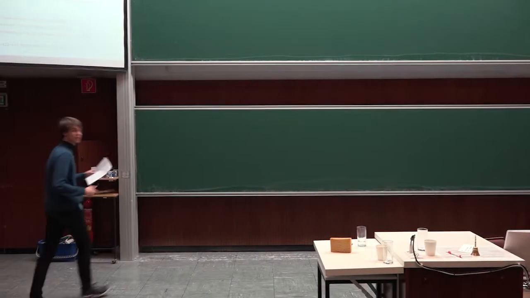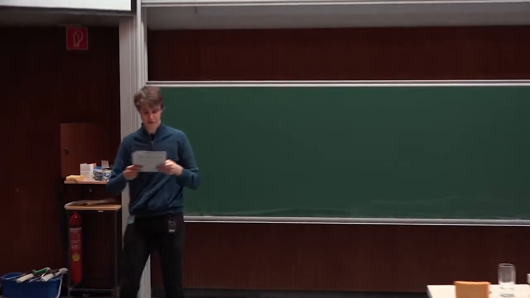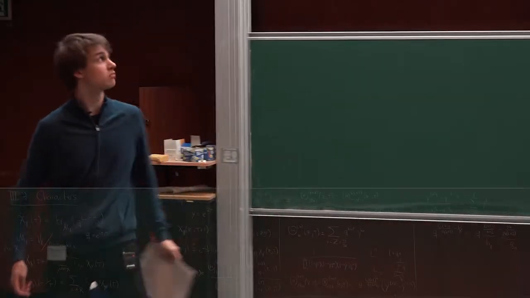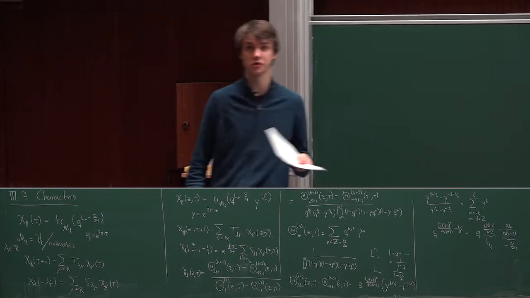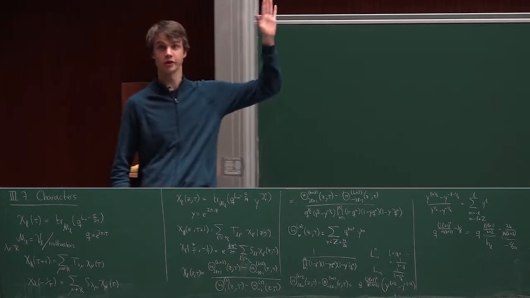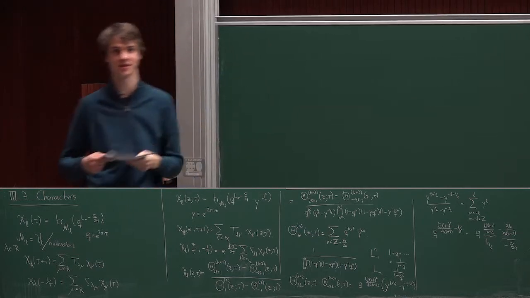Okay, let's start again, and let's continue directly where we have stopped. So we had the SU(2) affine characters, these chi_L, written in terms of ratios of theta functions. And hopefully, while I didn't prove this formula or anything, I convinced you somewhat that this is at least reasonable.